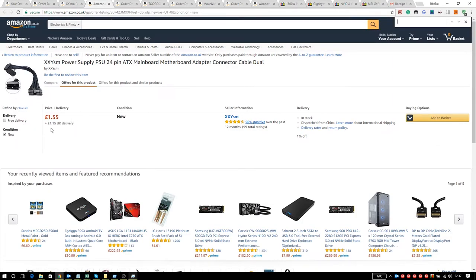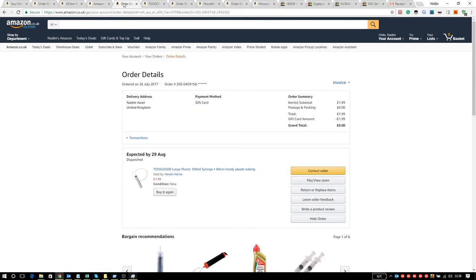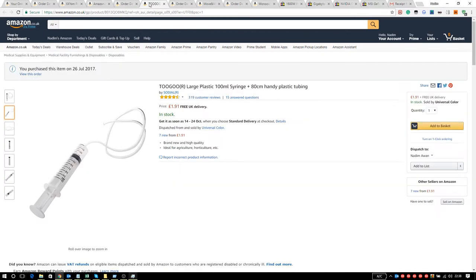So the delivery price has gone up to £1.50, and this was from a Chinese seller, XXYSM, and here is the 1% off. The 100 milliliter syringe with 80 centimeter tube was £1.99 with free postage. This is a Two Gold brand. There's a few sellers with this branding name. It's a little bit cheaper today. It's £1.91. Seems to have lots of good reviews, and this was also from a Chinese seller.